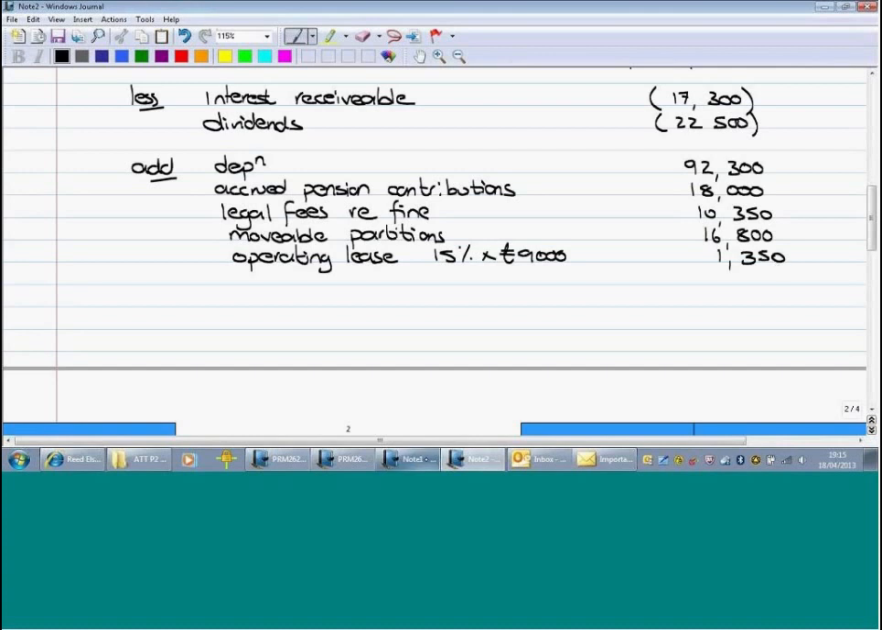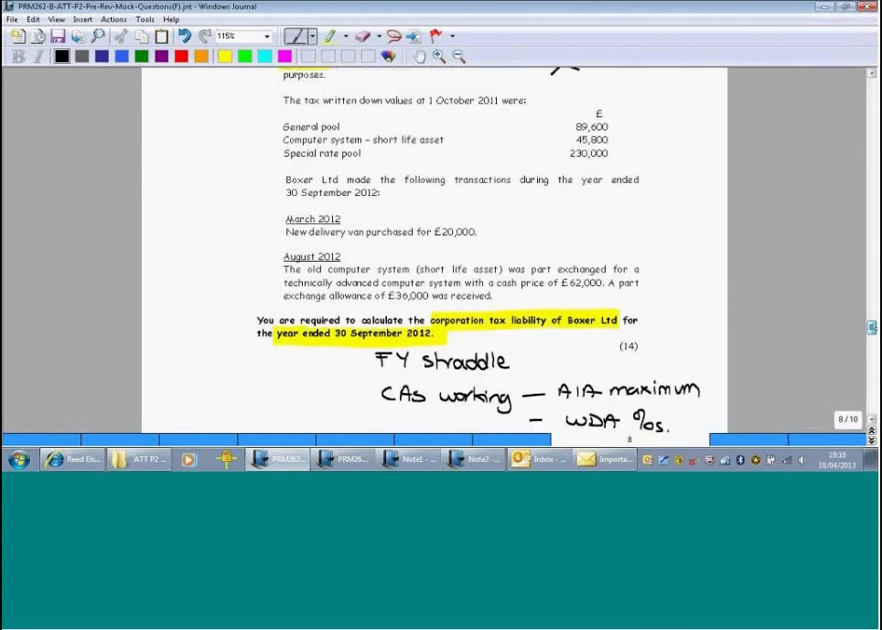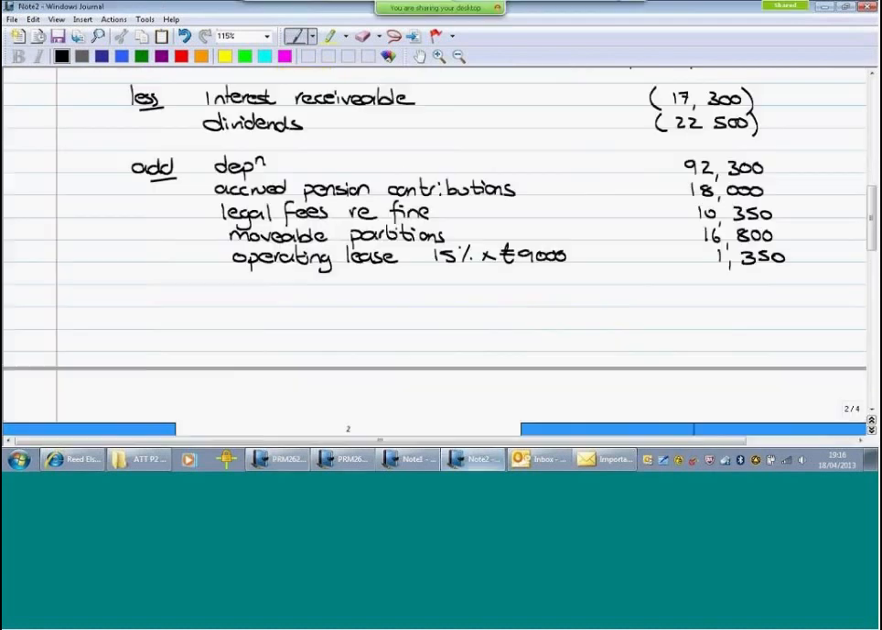Okay, so looking back at the question, the only other information we've been given is to do with capital allowances. So we've been given the tax written down values brought forward. Here they're calling the general pool the general pool. Again, main pool, general pool means the same thing. So let's pop that information into our capital allowances working.